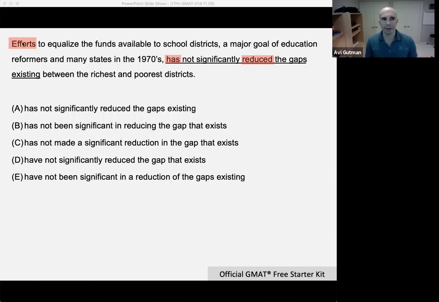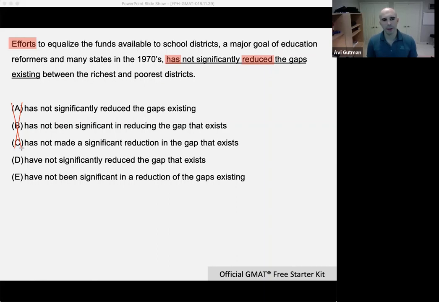Now, does that make sense? Efforts, plural, has reduced, singular. Does that make sense? So when we focus on what motivated the author to write this, we can eliminate three answer choices very, very quickly. And this is what I meant when I said focusing on verbal reasoning, wondering what motivated the author to write this? What is the author's primary purpose in writing this sentence? Can really help us eliminate the answers very quickly.